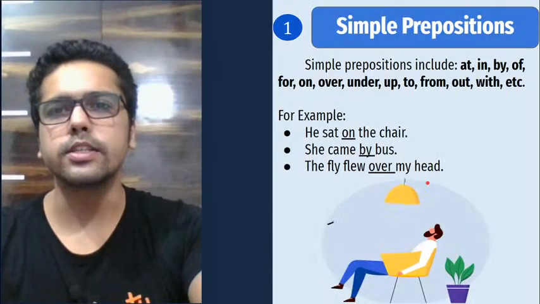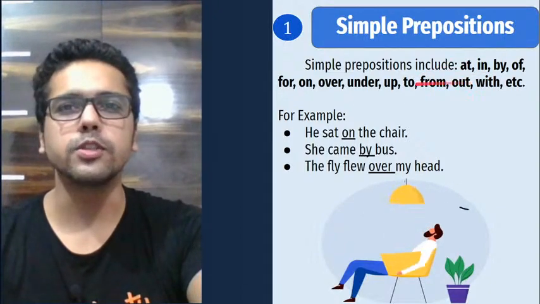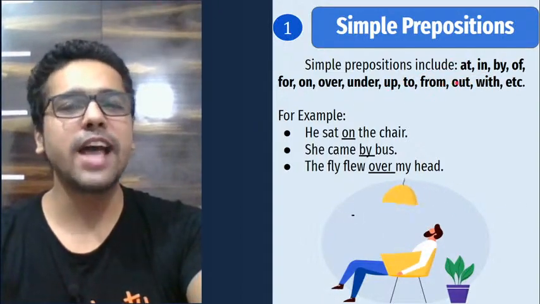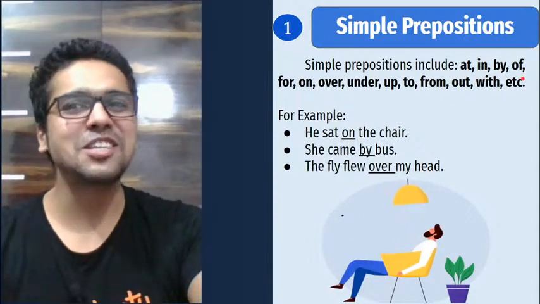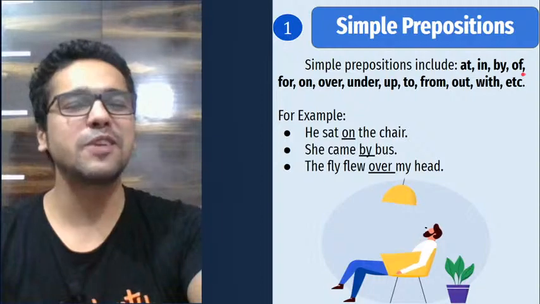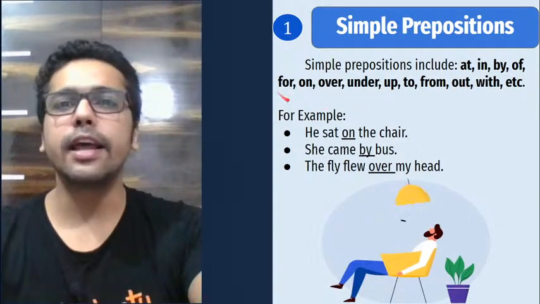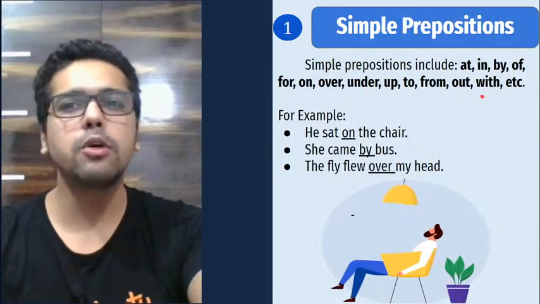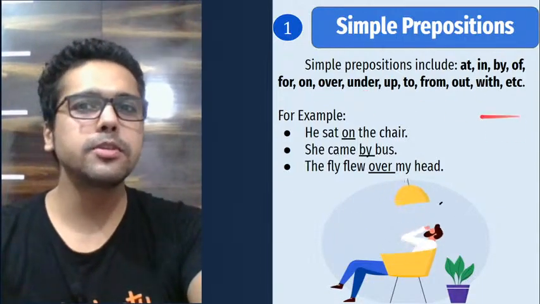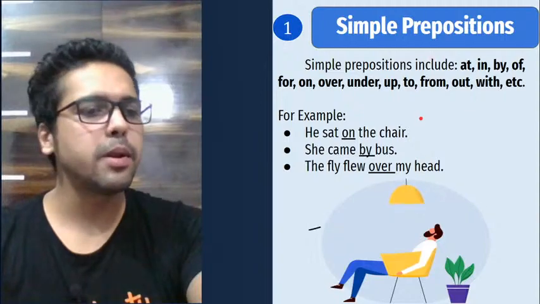Okay. Look at the simple prepositions. Simple prepositions are just one word prepositions. So simple prepositions include at, in, by, of. Look at the pronunciation of, not off, because we are very used to pronouncing it with the F sound. So of, then for, on, over, under, up, to, from, out. So all these are just one word prepositions. That's why they are called simple prepositions, and they are the most common ones.